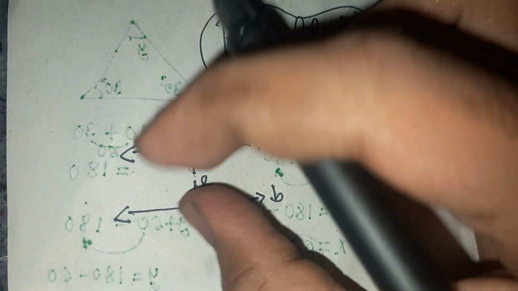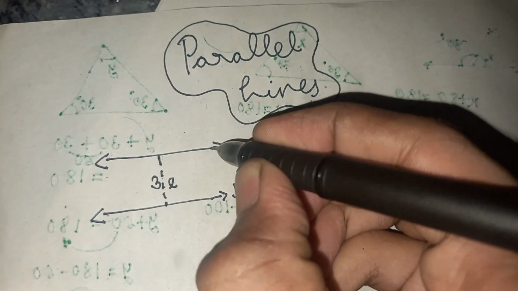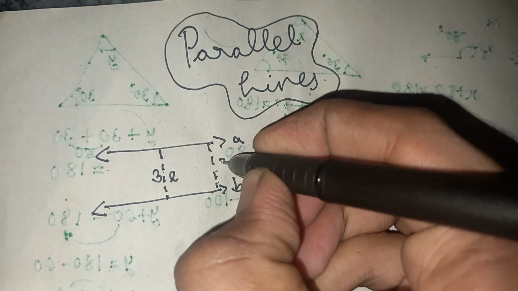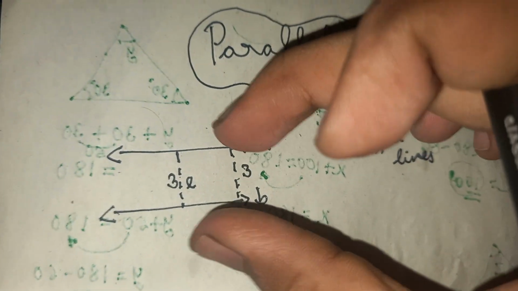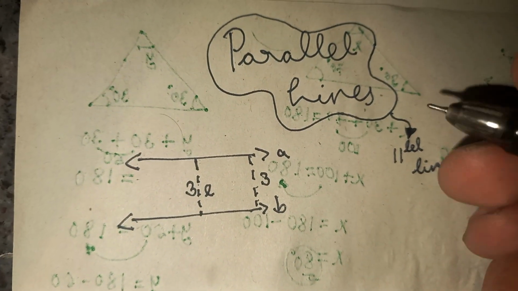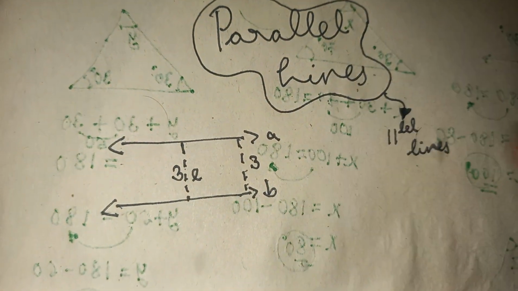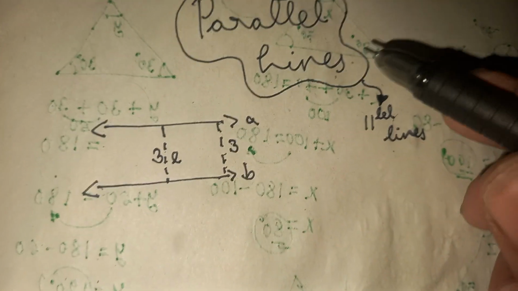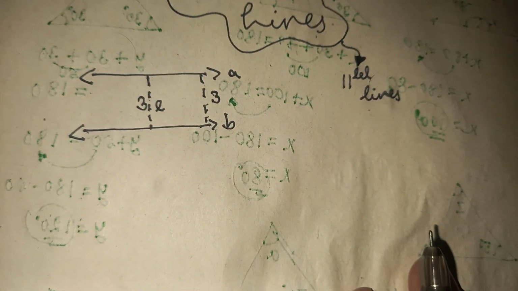Here, if you take the distance as 3 units between them, even after here also it's going to be 3 units distance between them, and even after tracing for millions of miles it remains 3 units distance between them, and they are never going to meet each other. Therefore they are known as parallel lines. They're going to make many shapes.